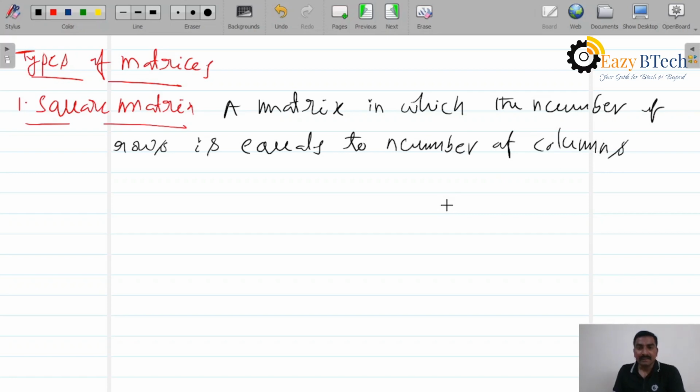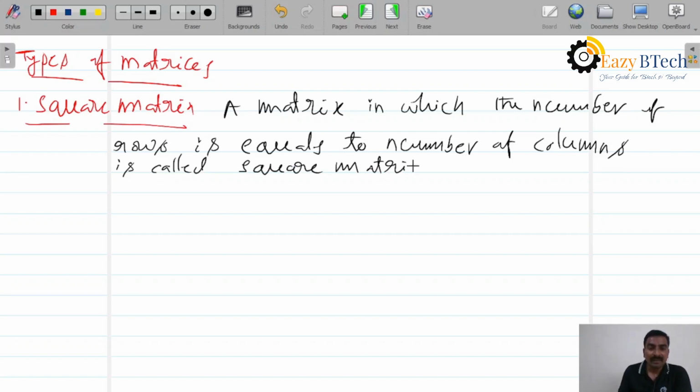A matrix in which the number of rows is equal to the number of columns is called a square matrix. See an example.